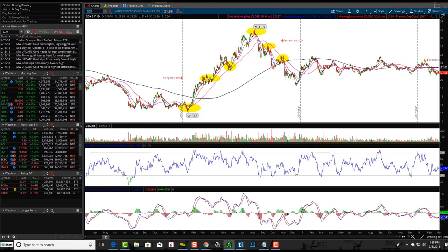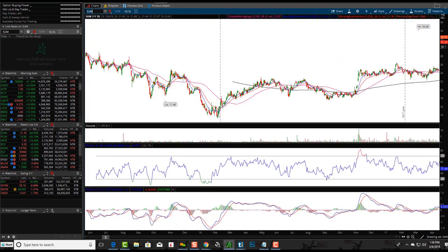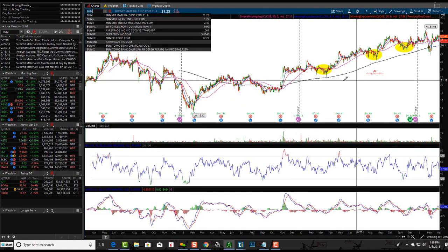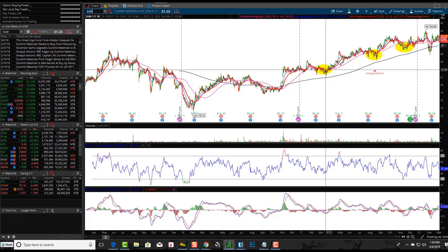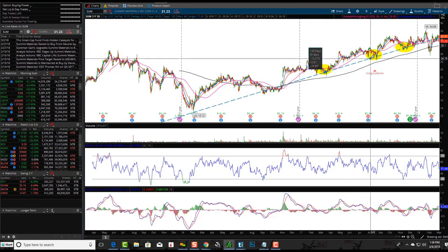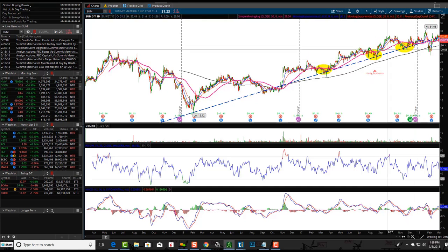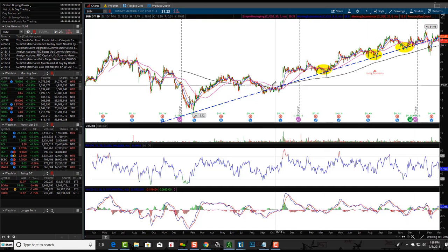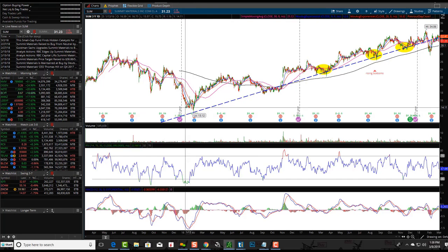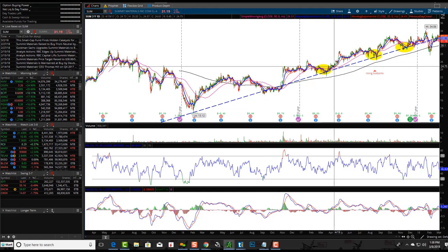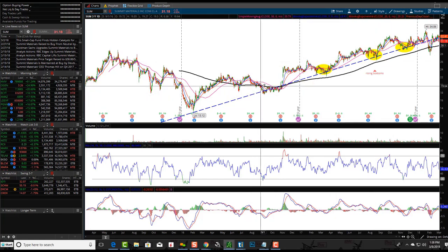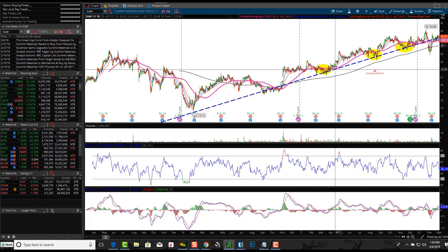Let's go to SUM, S-U-M. Right here, rising bottoms, right? Here's one here, here, here. Let's connect these dots. Connected those dots. But look at that, it connected this dot down here, and this dot down here. So if I didn't know these were there, I could have connected from here to here to here. And look, buyers here, buyers here, buyers here, buyers here.